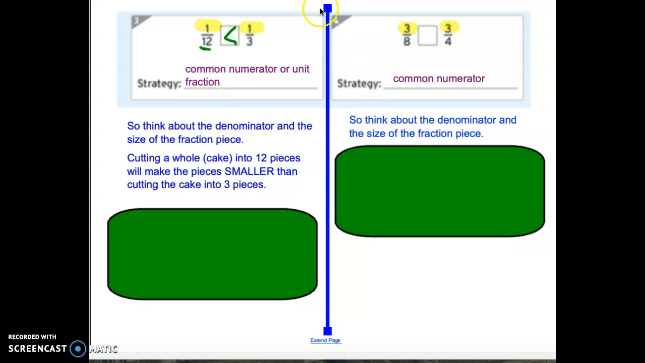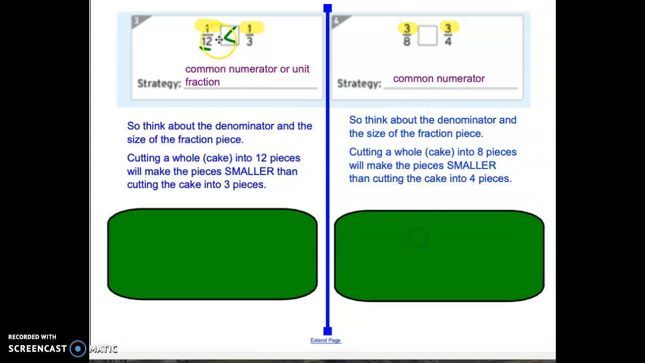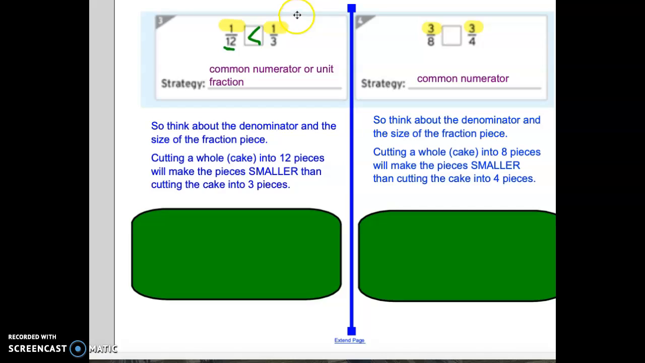If we look at number 4, we have common numerators again, so we think about the denominators. Which would have the smaller piece, something cut into 8ths, or something cut into 4ths?